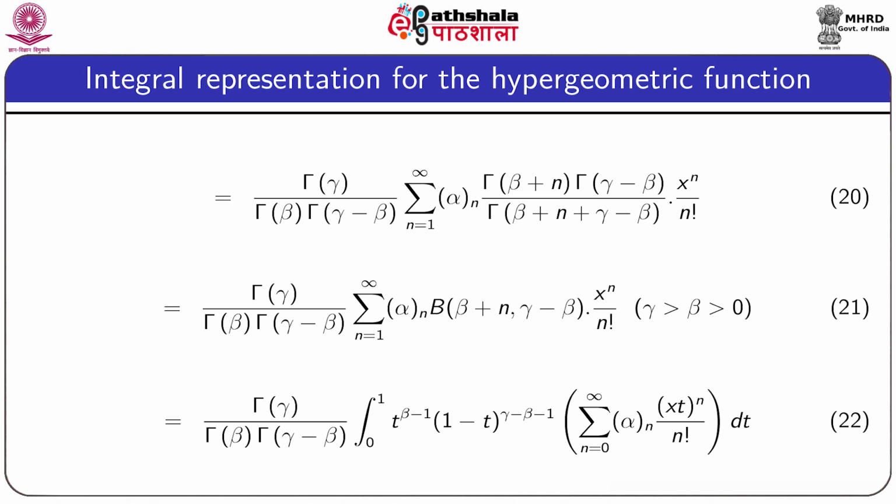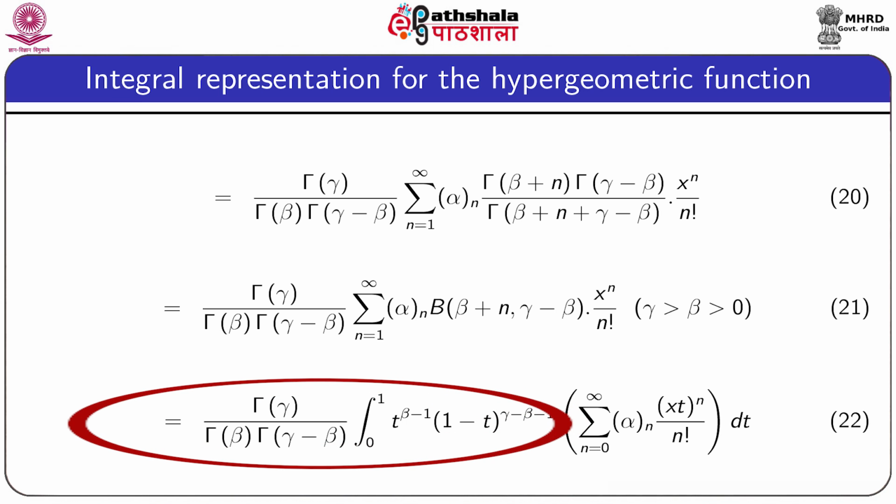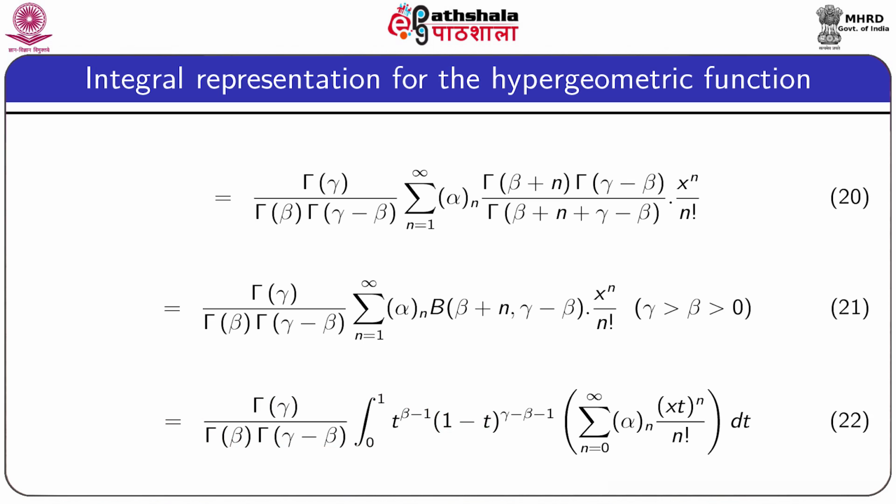And this can be written, using the definition of the beta function, as gamma function gamma divided by gamma function beta, gamma function gamma minus beta, integration 0 to 1 t to the power beta minus 1, 1 minus t to the power gamma minus beta minus 1, summation n equal to 0 to infinity (alpha)_n x t to the power n divided by n factorial dt, given by equation number 22.